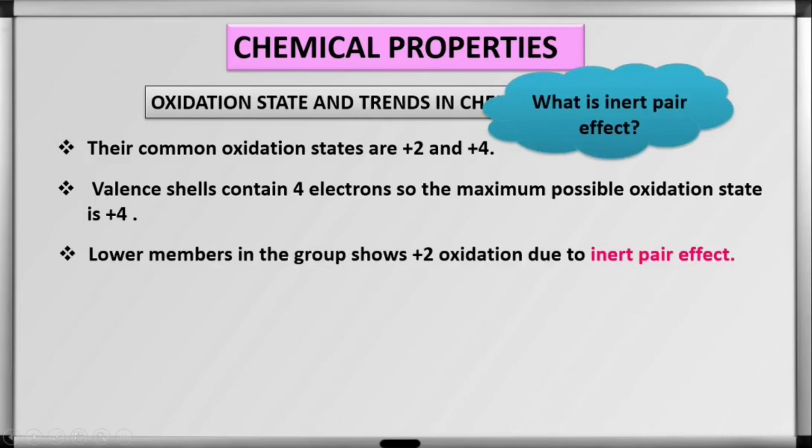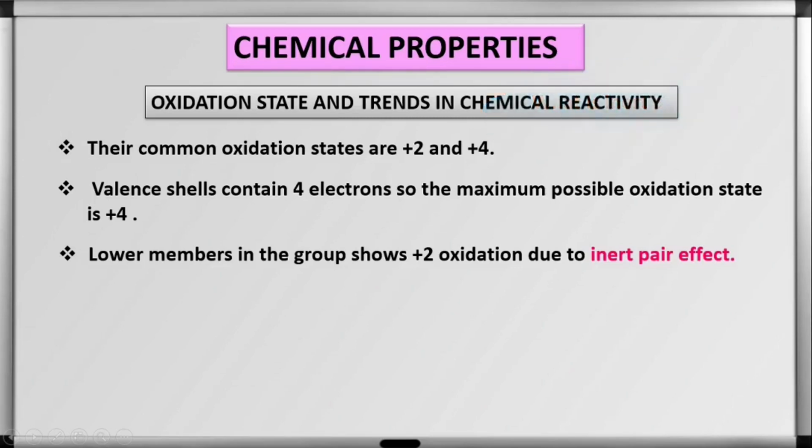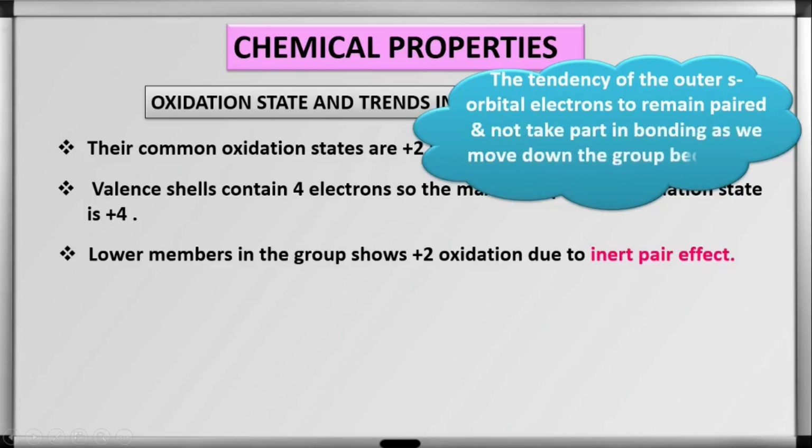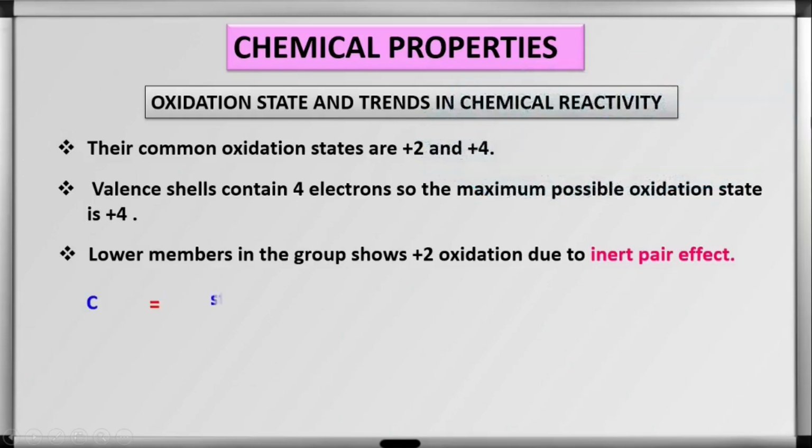मीन्स जे लोअर मेंबर असतात, कार्बन फॅमिलीमधले जे शेवटचे मेंबर आहेत, टीन आणि लेड, ते इनर्ट पेअर इफेक्टमुळे +2 ऑक्सिडेशन स्टेट दाखवतात. इनर्ट पेअर इफेक्ट म्हणजे काय की s ऑर्बिटलमधले जे इलेक्ट्रॉन्स असतात ते बॉन्डिंगमध्ये इन्व्हॉल्व होत नाही, त्याला इनर्ट पेअर इफेक्ट असं म्हणतो. लक्षात ठेवा. The tendency of outer s orbital electrons to remain paired and not take part in the bonding as we move down the group. So that is हे कशामुळे होतं? It is because of poor shielding effect. हेही लक्षात ठेवा.